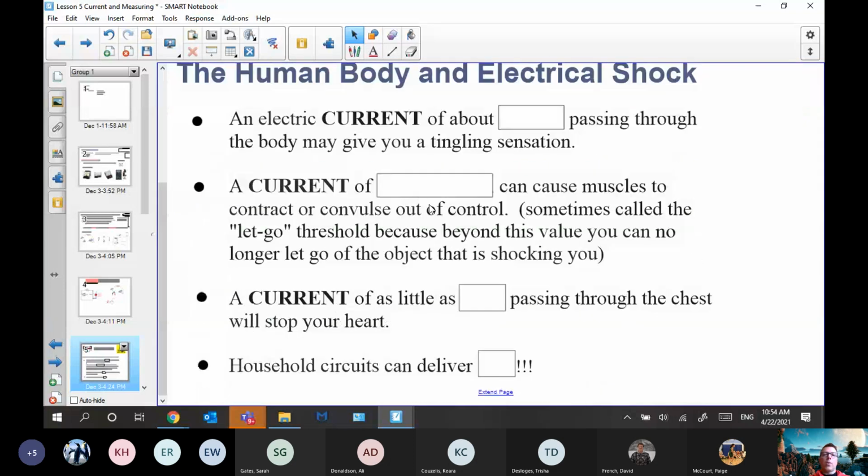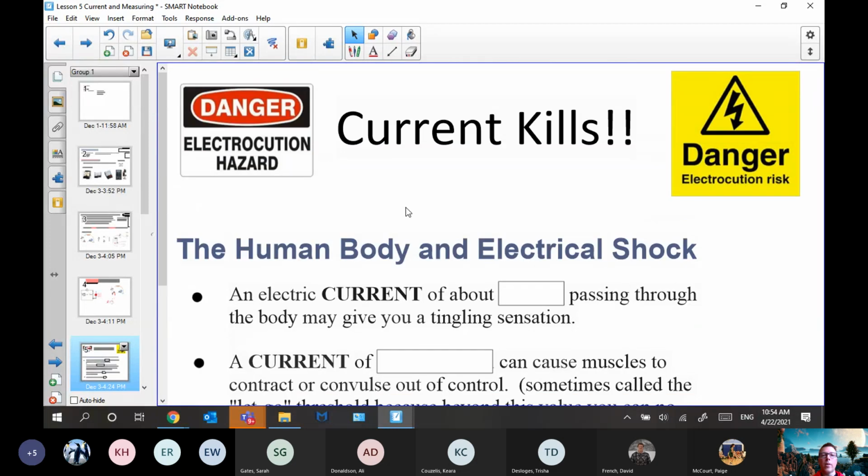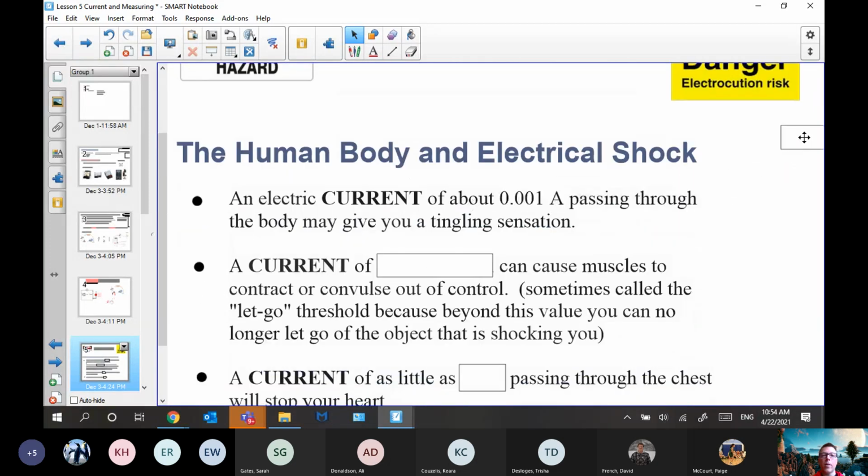So just quick little fluffy things as well, more about this, like the idea that current is what really kills you. An electric current of about 0.001 amps gives you that buzzing, tingling sensation. If you've ever gotten a shock changing a light bulb or whatever, that buzzing vibration you feel in your hand is like 0.001 amps.